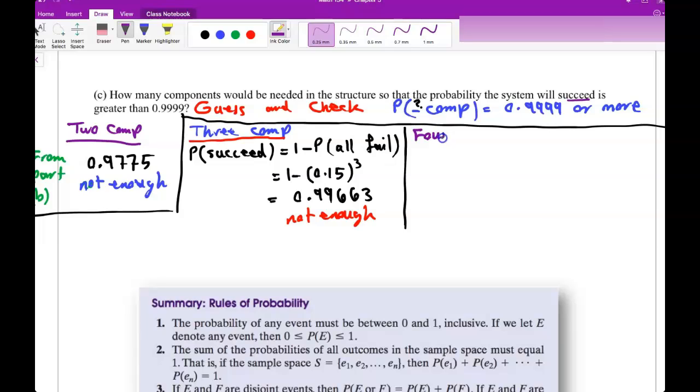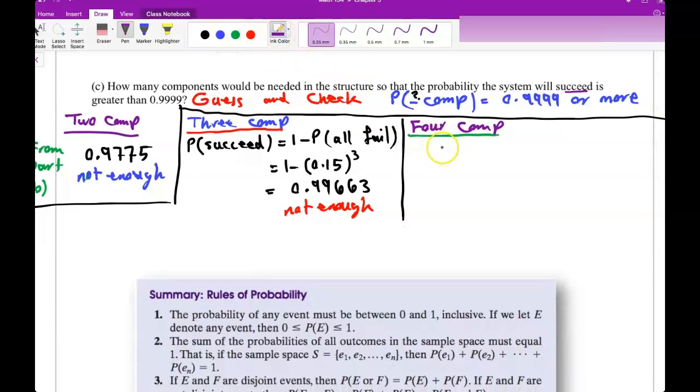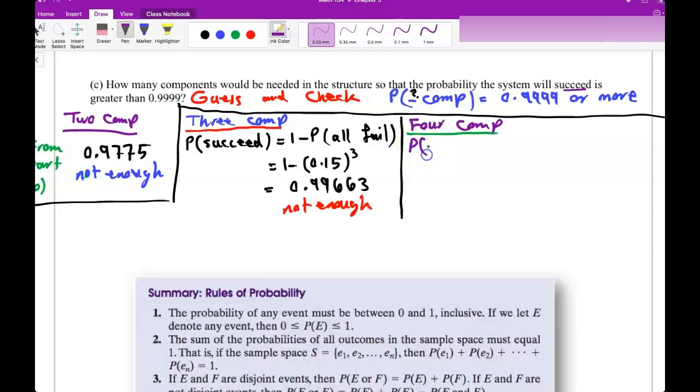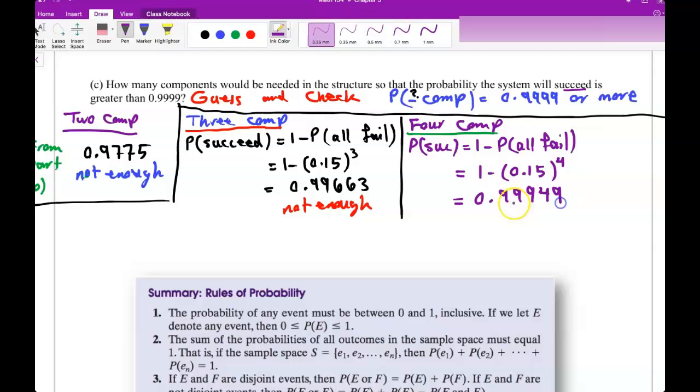Now 4. Four components. Again, 1 minus the probability of all fail. So it's 1 minus, for fail we have 0.15, and since we have 4 components, the power is 4. That is 0.99949. Again, it is not enough.